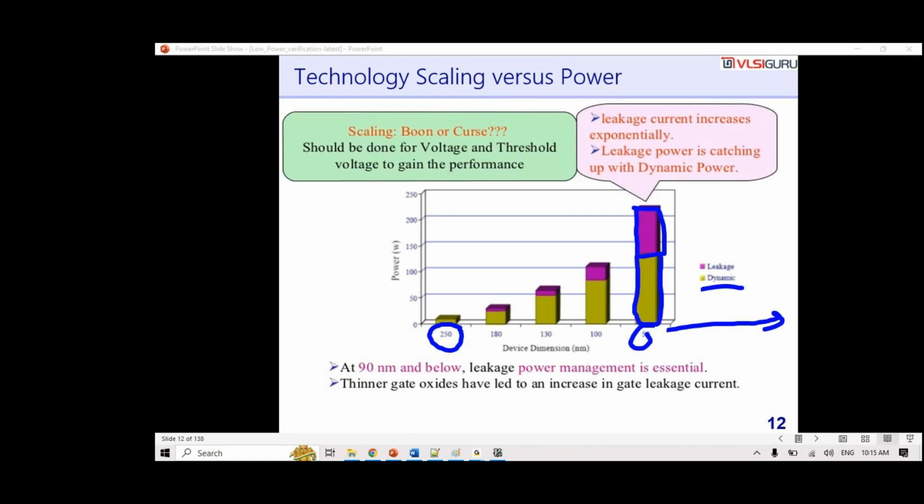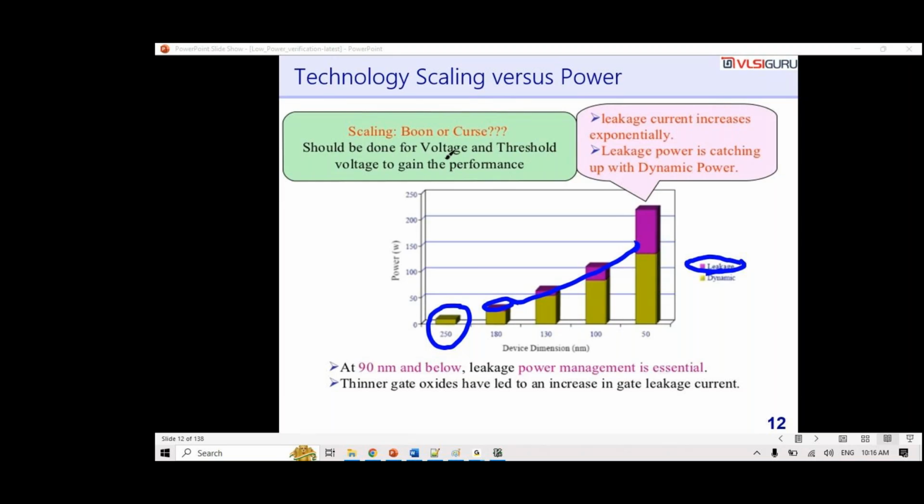This one is represented by light brown color, the dynamic power. At 250 nanometer, there was almost no leakage current, leakage power. Here also, as you move to lower technology nodes, the leakage power is getting more and more significant. That is, at 90 nanometers and below, leakage power management is essential because it is becoming a significant part of the total power consumption. So thinner gate oxides have led to an increase in the gate leakage current and subthreshold leakage current, drain induced barrier lowering, all those things.